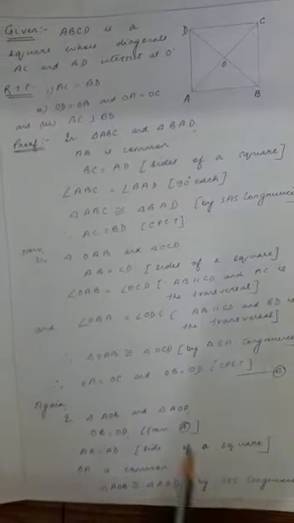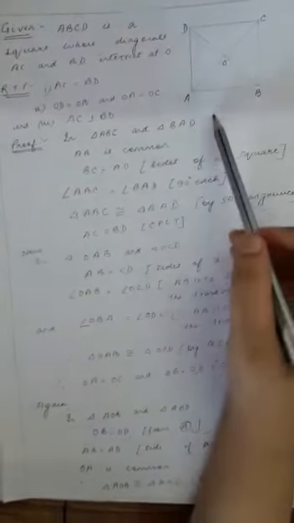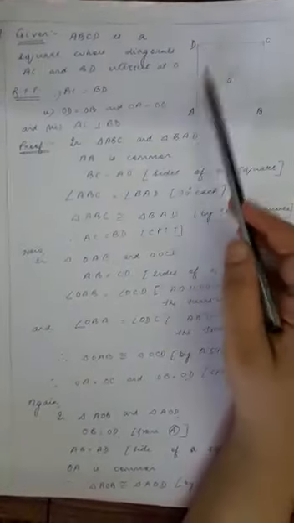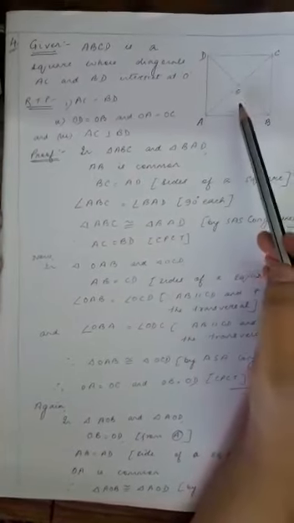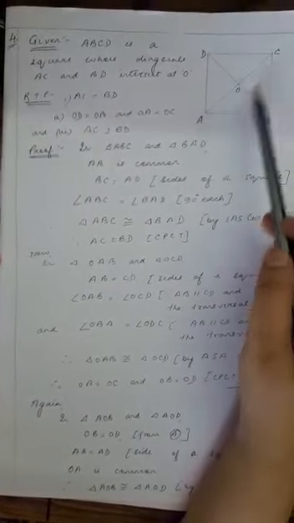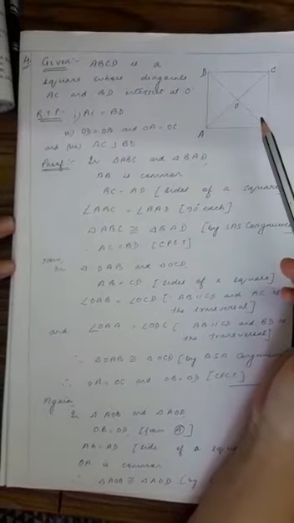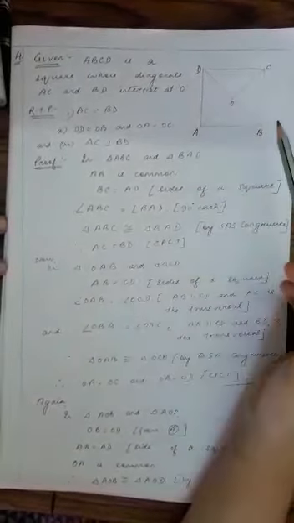In number 4 it is given that ABCD is a square whose diagonals AC and BD intersect at the point O. We need to prove that AC is equal to BD, that means the diagonals are equal. Then we also have to prove that OA is equal to OC and OB is equal to OD, and AC is perpendicular to BD. So for the first proof, let us take the triangles ABC and ABD.